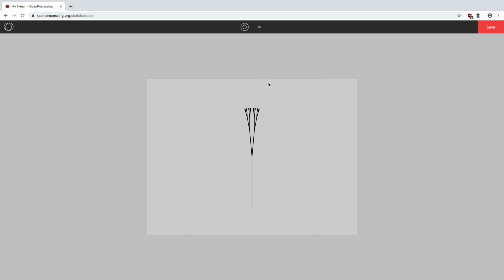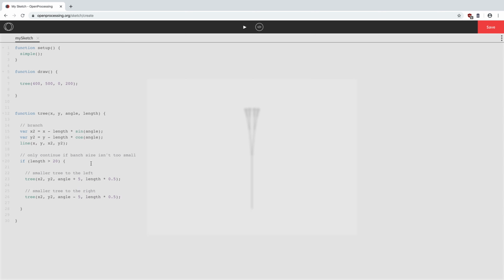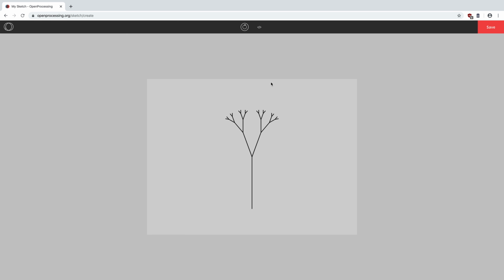Yeah. It kind of worked. Although it doesn't look quite like a tree, the structure is there. You can see there's a first branch, the first trunk, and then that splits into two smaller trees, and then they split into two, and so on. Let's increase the angle to say 20, so it spreads out more. There you go. Starting to look more realistic.